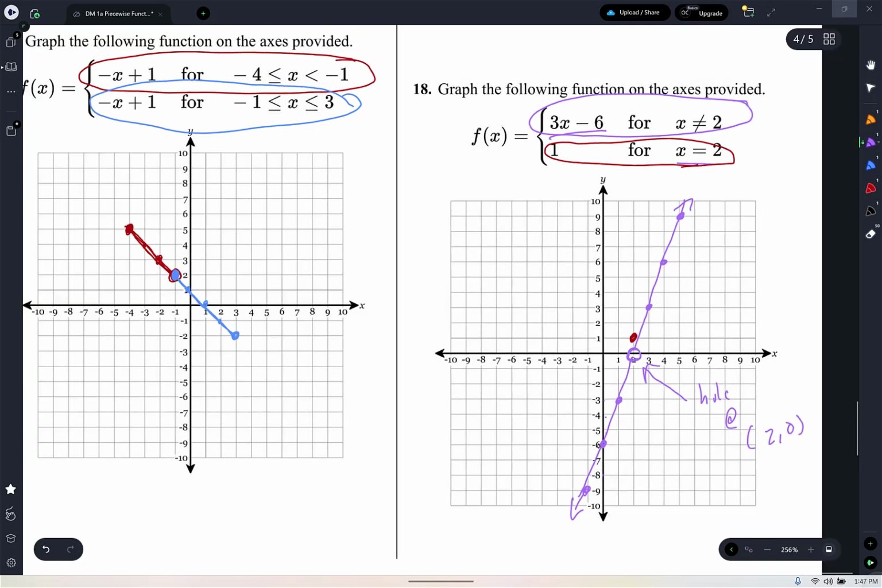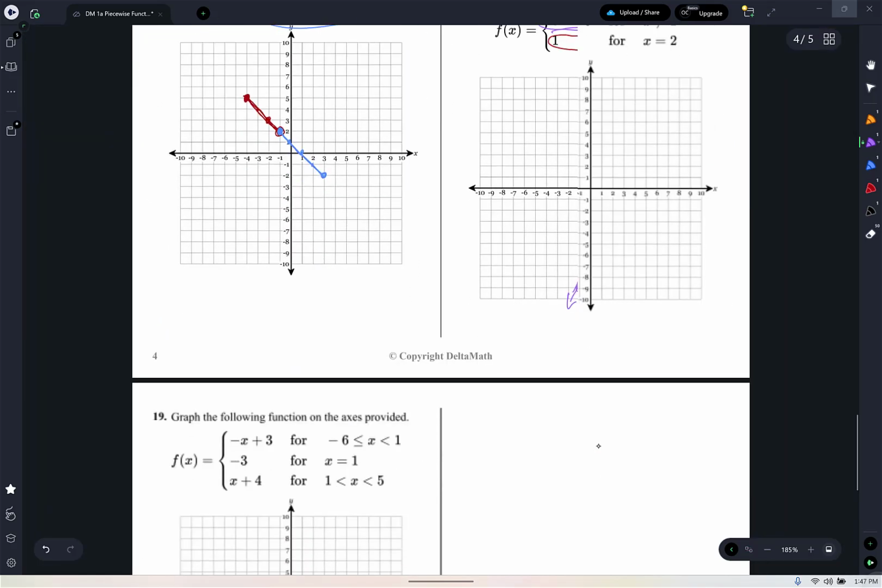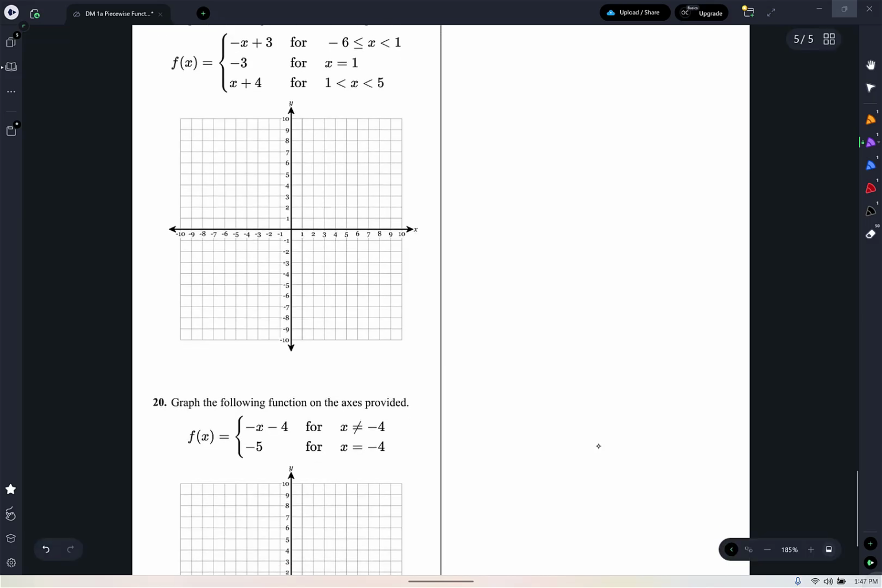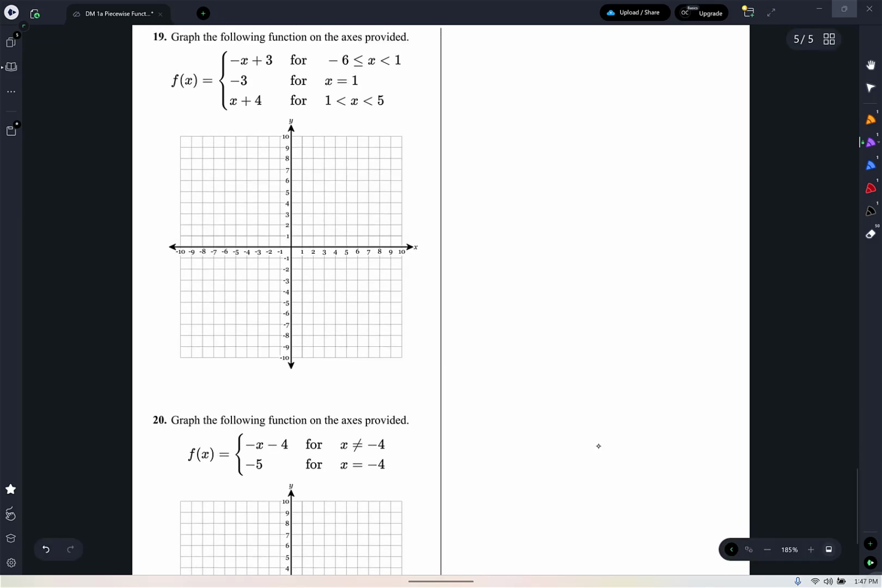We're okay, guys? Okay. Let's go to number 19. Nah, not number 19. Well, it doesn't matter. Let's do 19. And then we're going to do a few examples with you guys, just so you can see that we didn't just randomly pick.